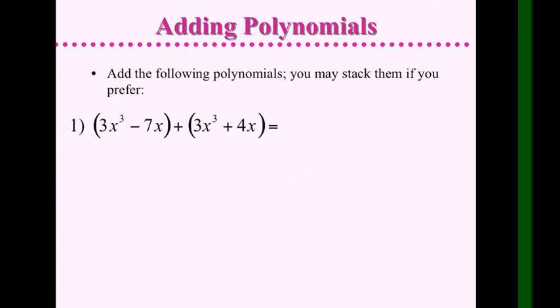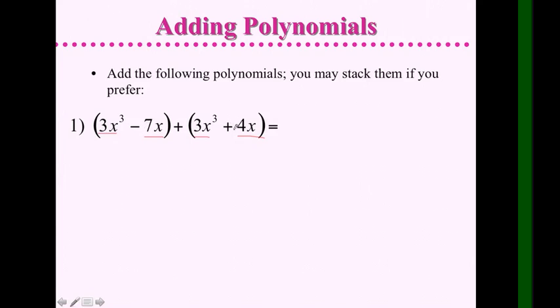Add the following polynomials. You can stack them if you want. So, dito tayo. Okay, first, tingnan natin yung similar terms. These are similar terms. And then, these all are also similar terms. So, 3 plus 3 is 6, right? Then, copy the literal coefficient, which is x cubed. Then, negative 7 plus 4.